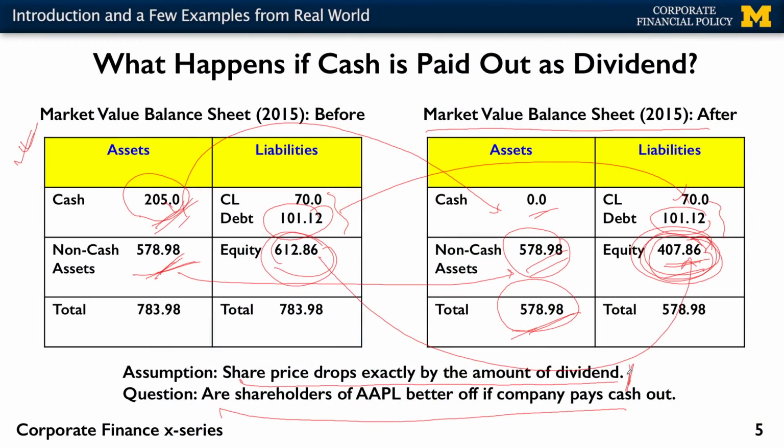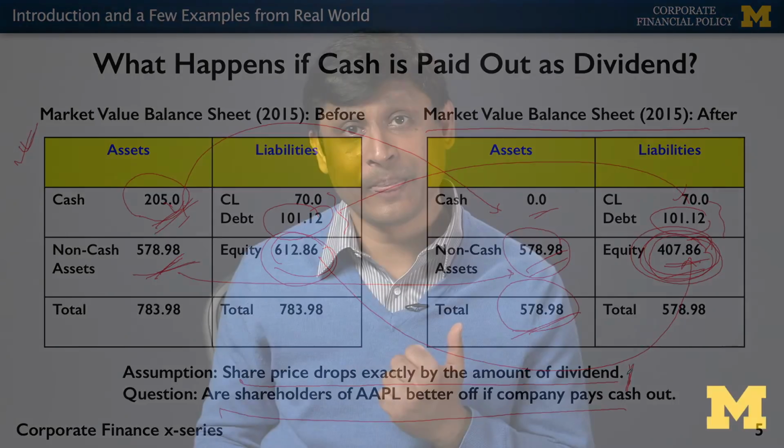So there has to be something more to this story. The way I laid out this story right now, based on the assumption that share price drops exactly by the amount of dividend, shareholders are no better off, no worse off if the company kept cash on the balance sheet or paid out. We want to understand under what conditions shareholders may be better off if the cash is paid out, or maybe worse off if cash is paid out. We want to understand these questions in corporate finance.